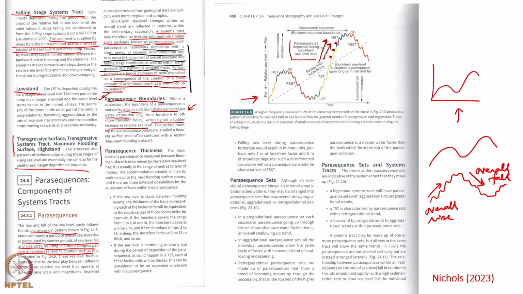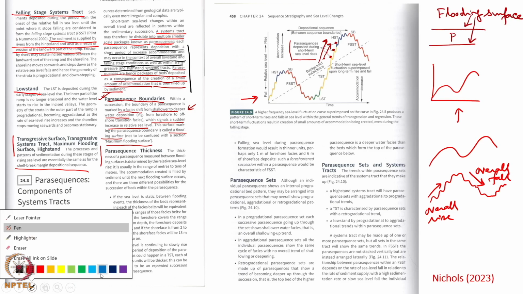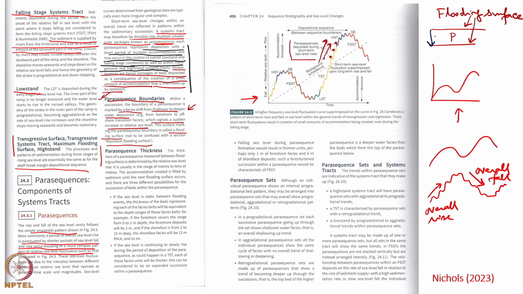The surface marking the parasequence boundary is called a flooding surface, and it is not to be confused with the maximum flooding surface. Suppose it is a parasequence, then the two boundaries are called the flooding surface. The thickness of the parasequence units, such as this thickness, can range from meters to tens of meters. It can be few meters to tens of meters.